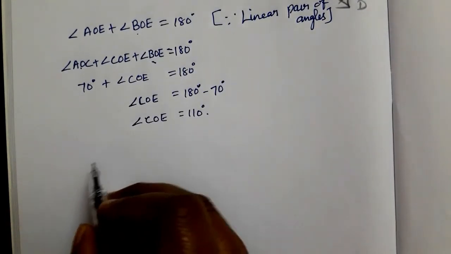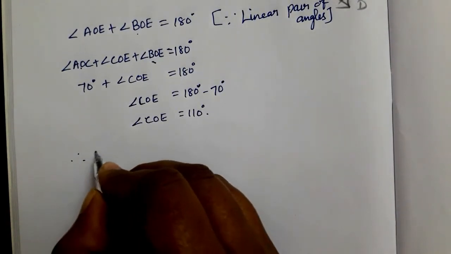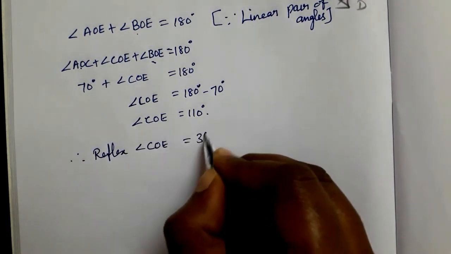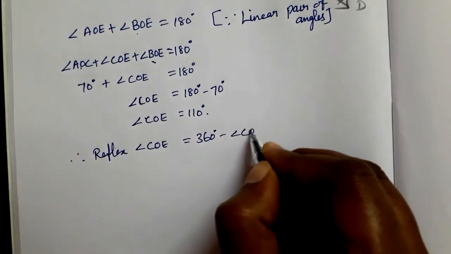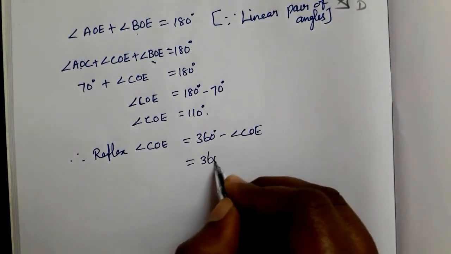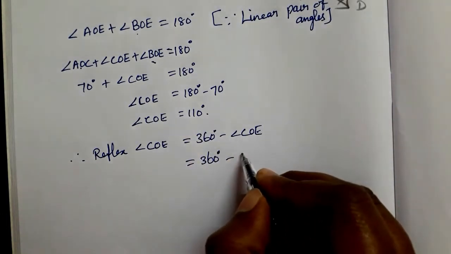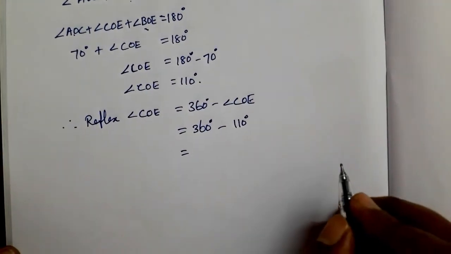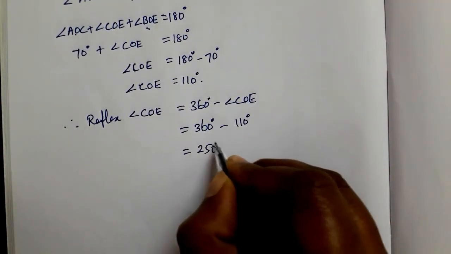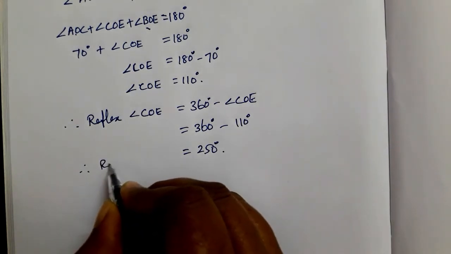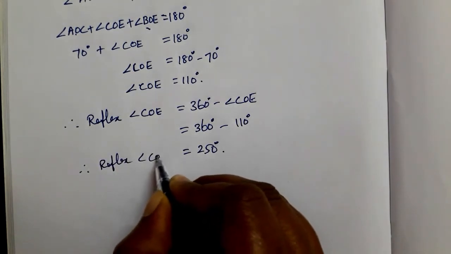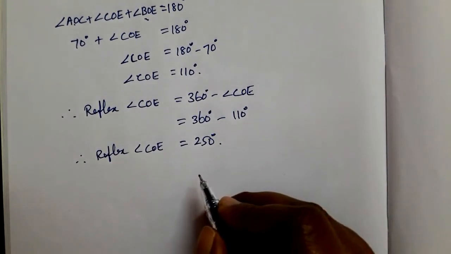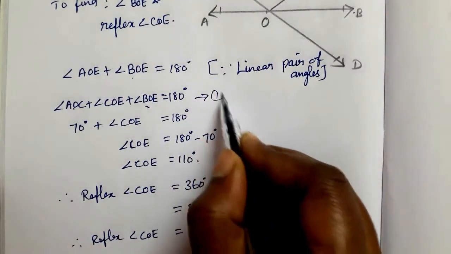Now we need to find reflex angle COE. So therefore reflex angle COE equal to 360 degree minus angle COE. Here 360 degree minus angle COE, here 110. So substitute 110 here. 360 minus 110, we will get 250. Therefore, reflex angle COE equal to 250 degree. Next, we need to find angle BOE. Now, this is considered equation 1.